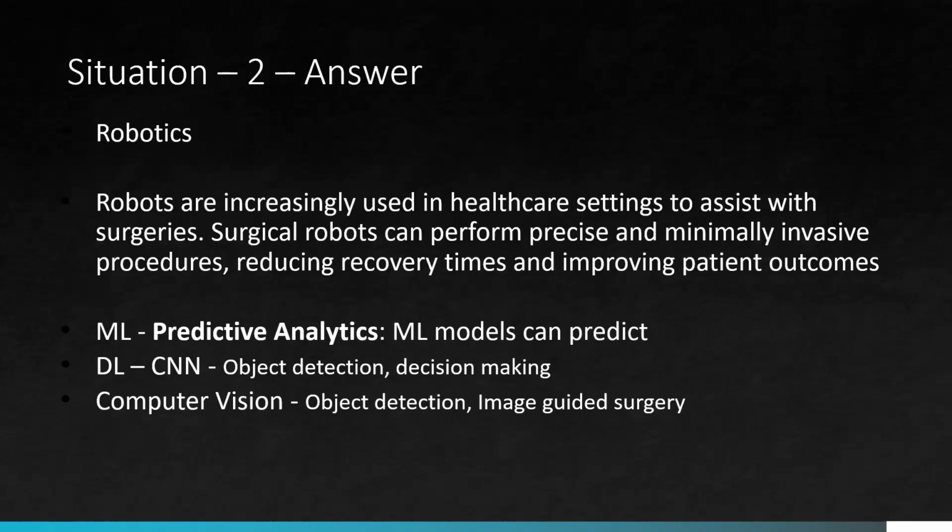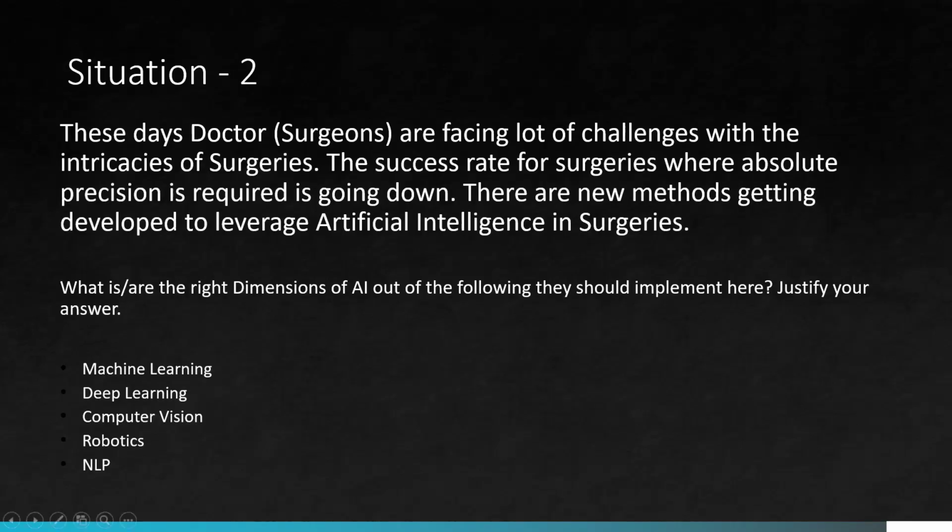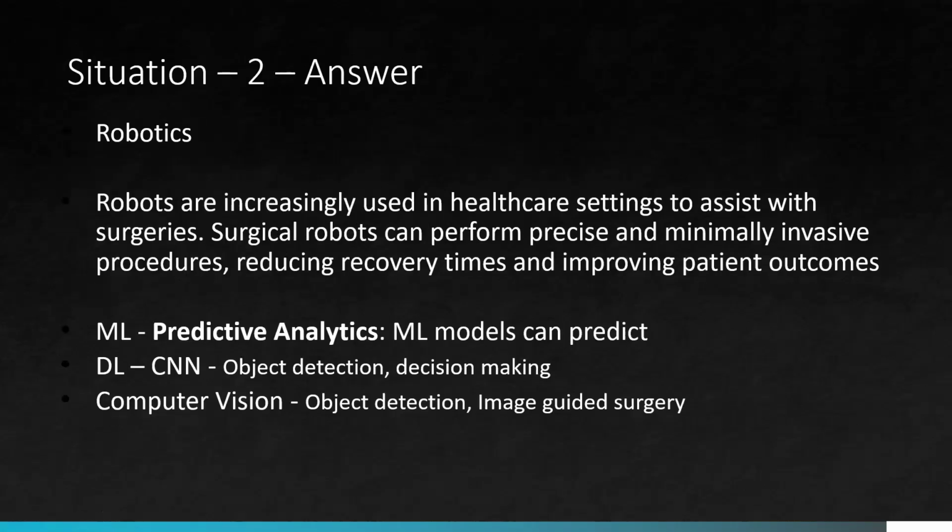Why is computer vision important? Because computer vision will be able to identify things. Even if our entire body structure is almost the same, internally you may find one person has some cyst, another person may have some tumor, another may have some inflammation. Computer vision can detect those things very quickly and take action accordingly. So object detection or image guided surgery is very important, where computer vision can be useful.